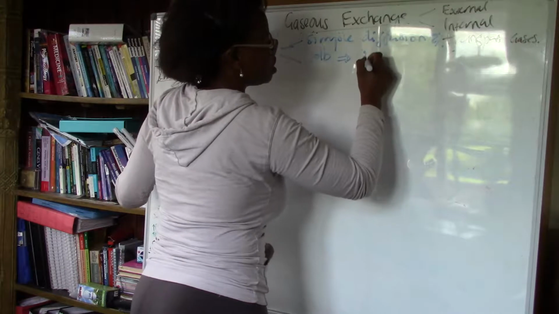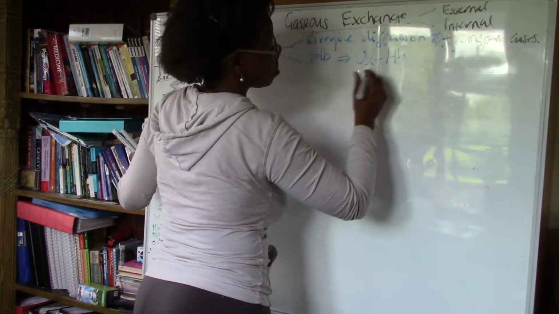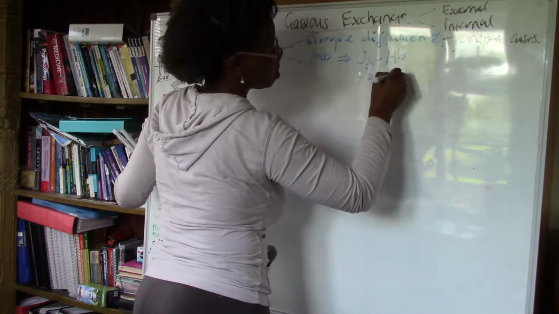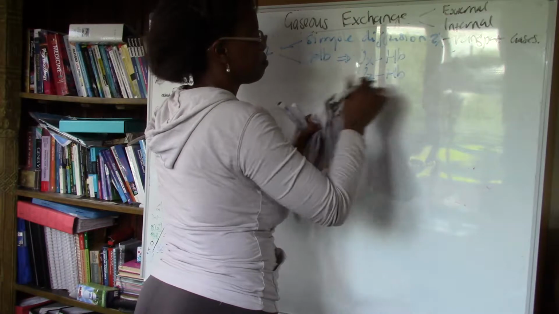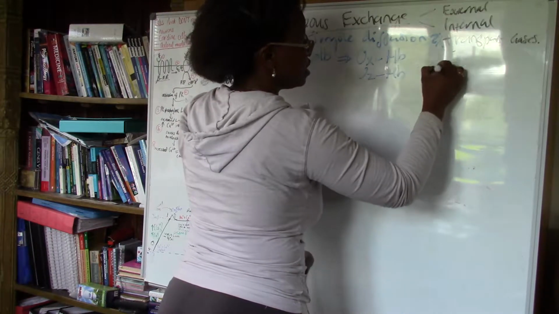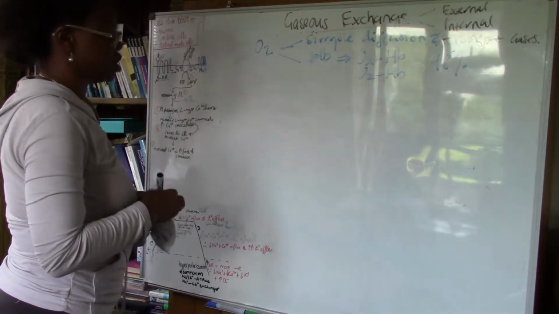as oxyhemoglobin. I always write it like that. I know it's wrong. I probably should do that. As oxyhemoglobin, and this is 98% of how our oxygen is transported.